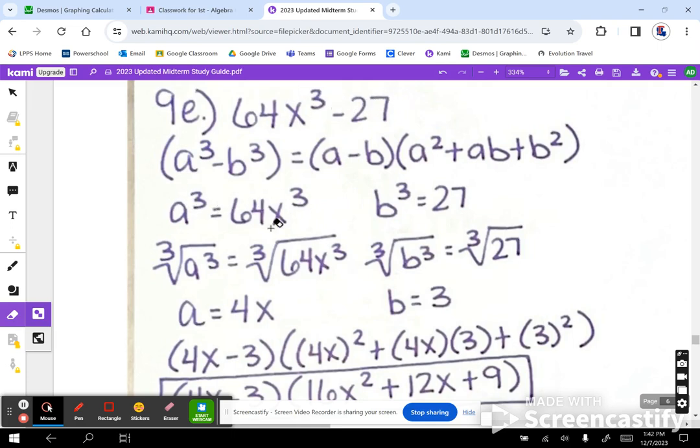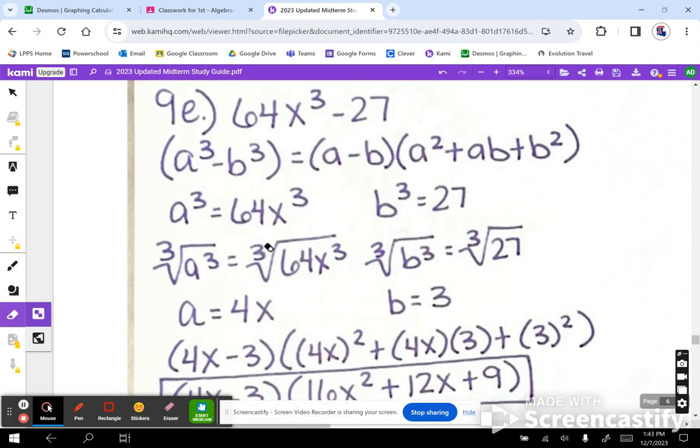So if a cube is the whole 64x cubed, I need to solve for a. I need to know what a is by itself because that's what I'm going to substitute in here for my a value. To get a by itself when a is cubed, you're going to take the cube root of a cube. If I take the cube root on the left, I need to take the cube root on the right. So the cube root is 64. What number times itself 3 times will give you 64? You can also type this in your calculator.